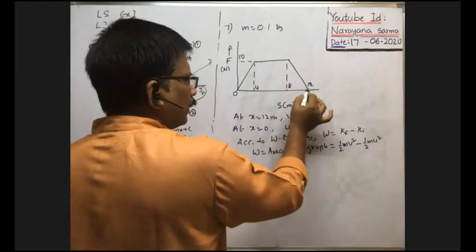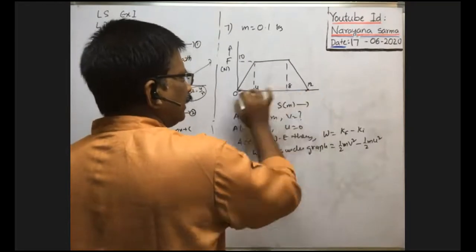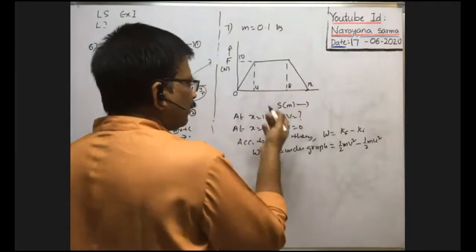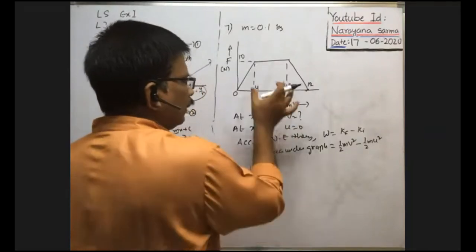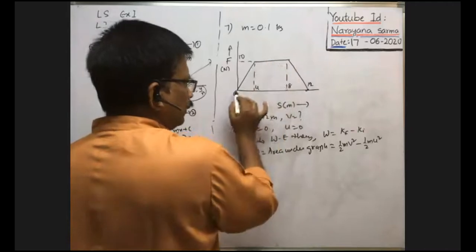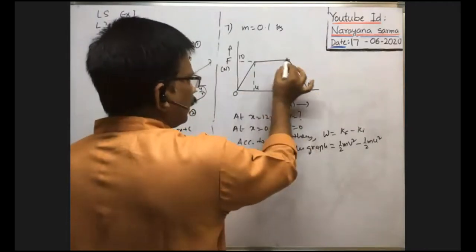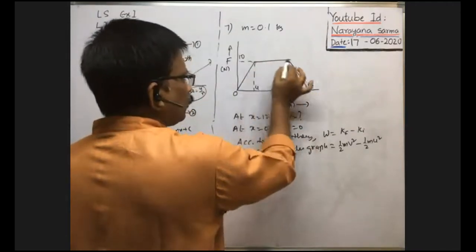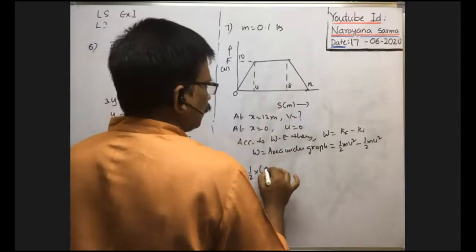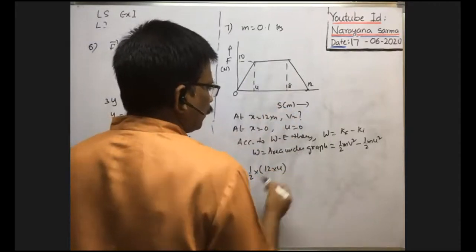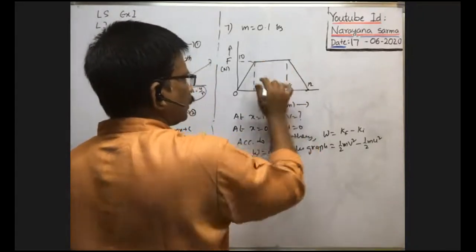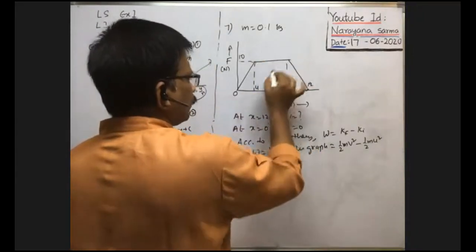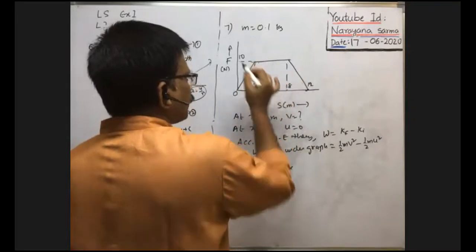So up to 12 meter, what is the area under the graph, means it is just like a trapezium. Area of the trapezium means half into sum of the lengths of the two parallel sides. This length is equal to 12 meter. This length is equal to 8 minus 4, that is equal to 4. That's why 12 plus 4, into perpendicular distance between two parallel sides. These two are the parallel sides. The perpendicular distance between the two parallel sides is equal to 10.